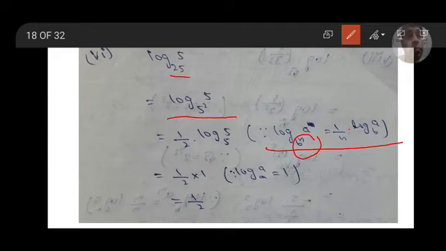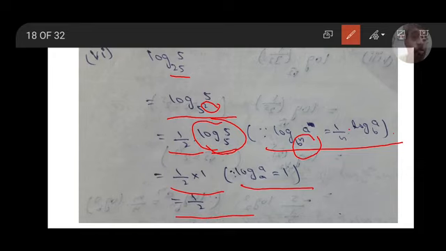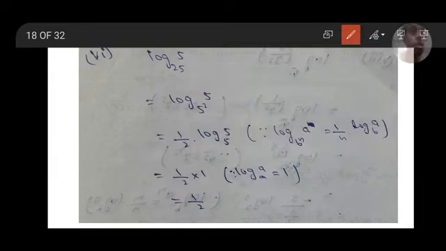Therefore here the base has power 2. So 1 by 2 into log 5 to the base 5. Log 5 to the base 5 value is what? Log a to the base a is 1. So log 5 to the base 5 value is 1. Therefore 1 by 2 into 1, we get 1 by 2. Okay. Let us move to the next problem.